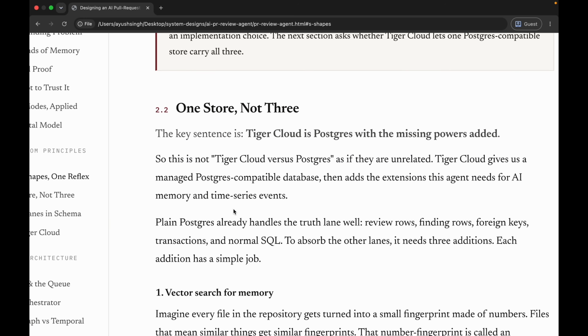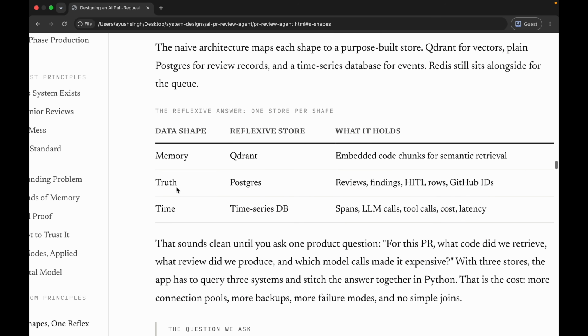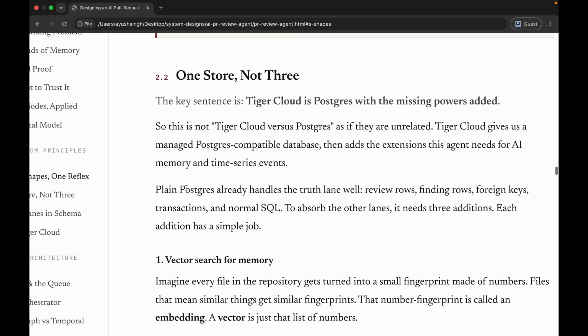So we ultimately decided to go ahead with Tiger Cloud. Tiger Cloud gives us a managed Postgres compatible database, and then we can add the extensions needed for AI memory and time series agents. Because it already has the Postgres compatible database, we can further add a couple of more important shapes such as the memory and the time. And frankly speaking, Tiger Cloud does that pretty beautifully.